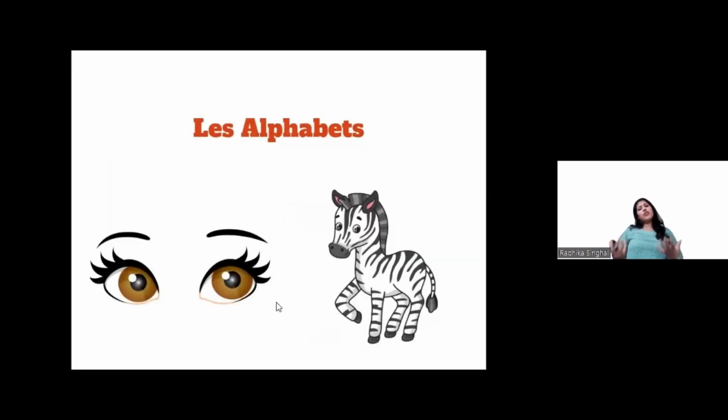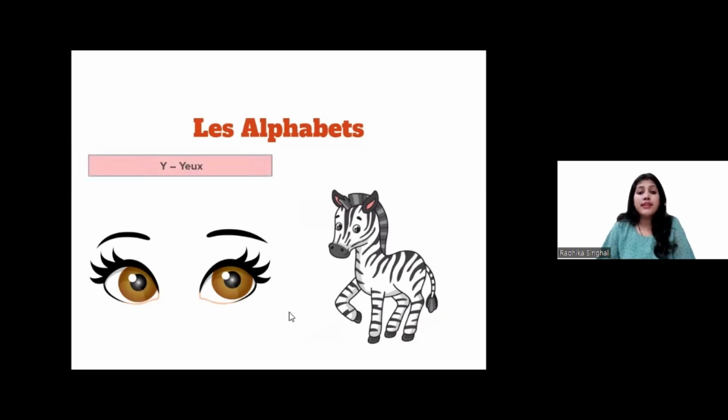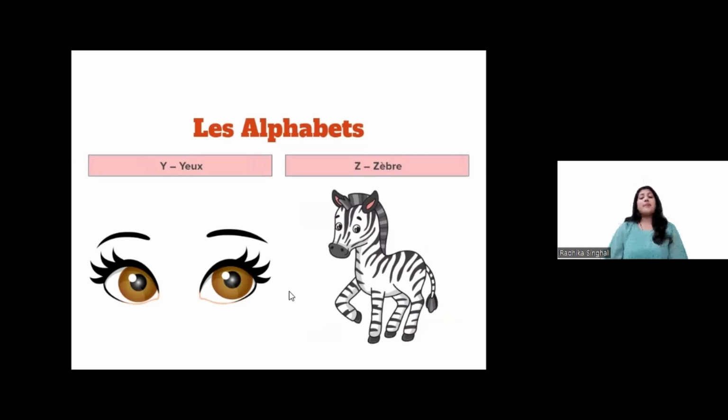And now we move to the last two letters, which are Y and Z. From Y, we have yeux. Pair of eyes called yeux. And from Z, we have a zebra, which is called a zèbre. Zèbre. So, this way we learned 26 new words in French today.